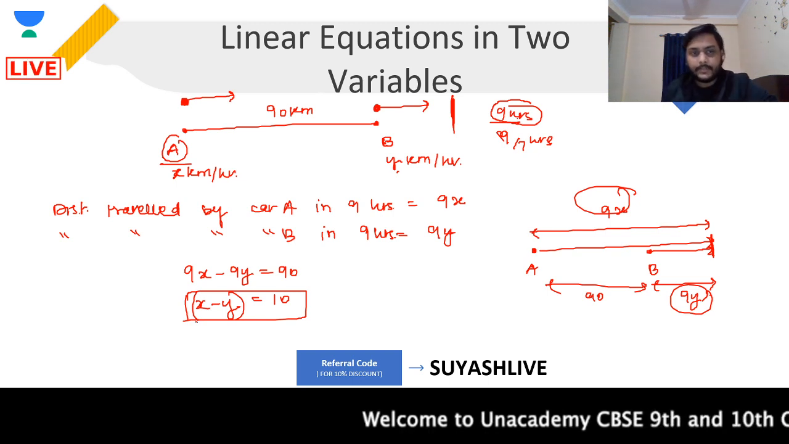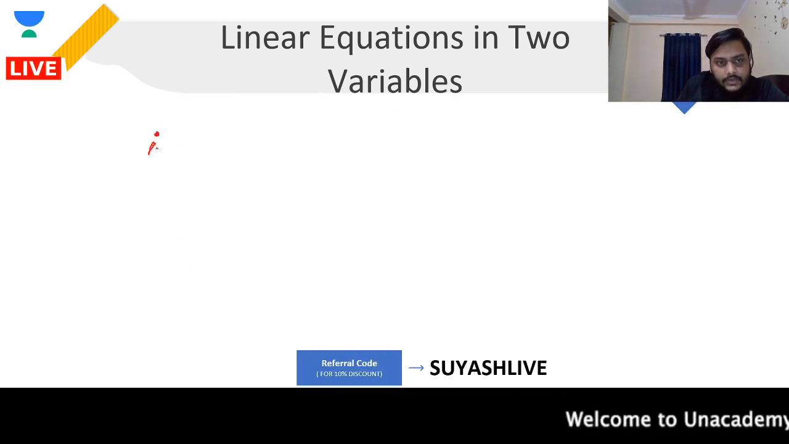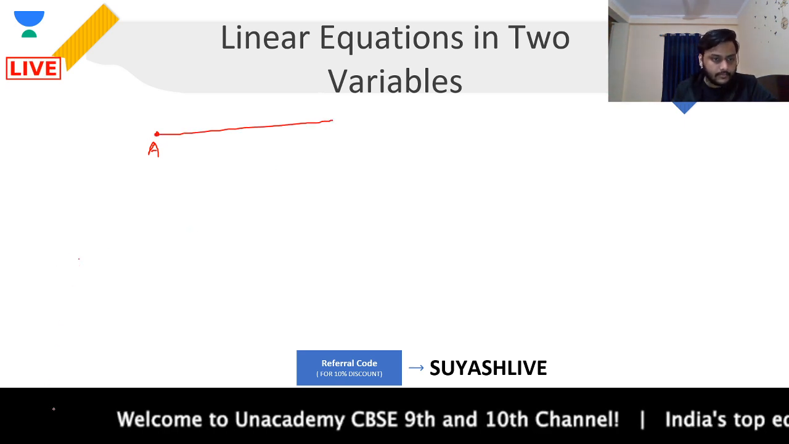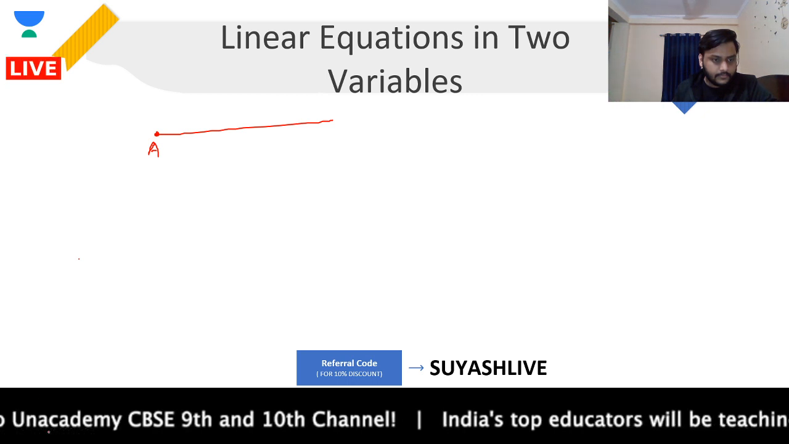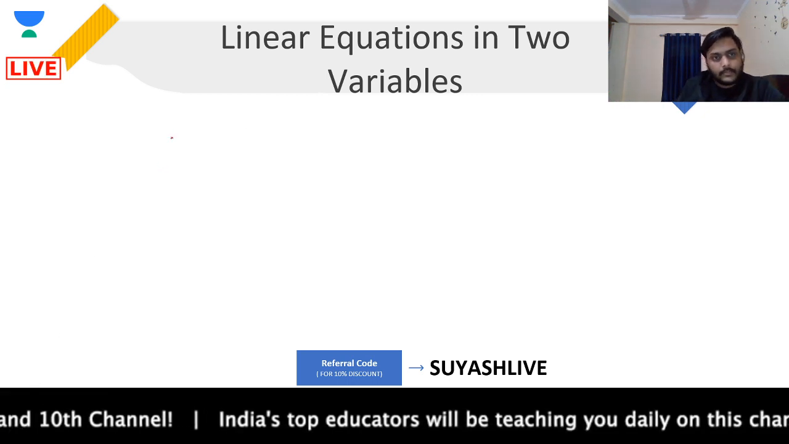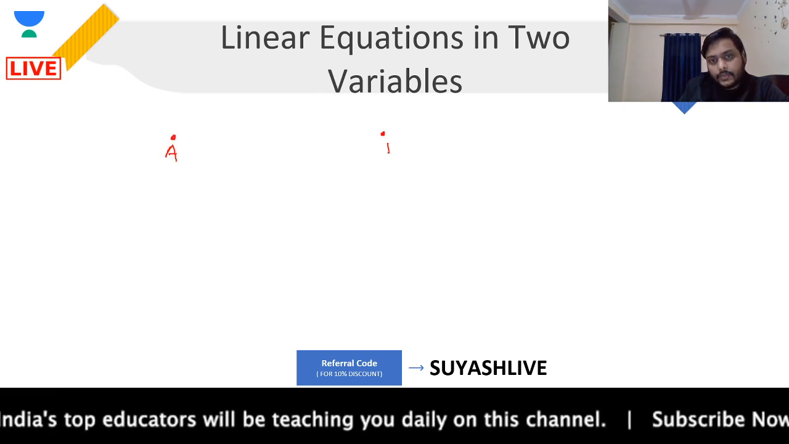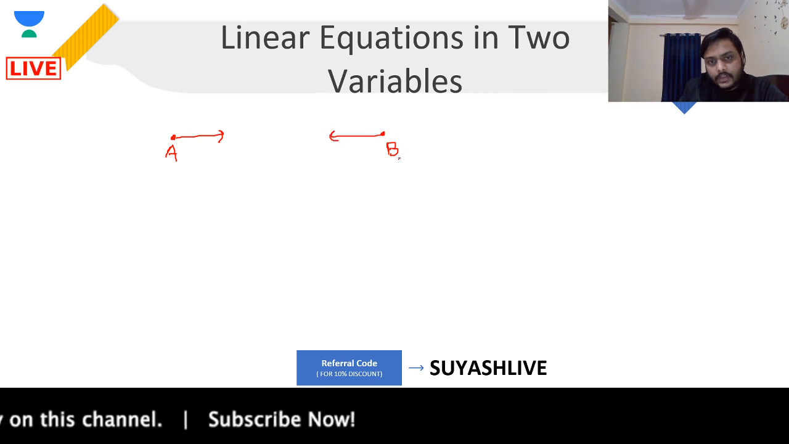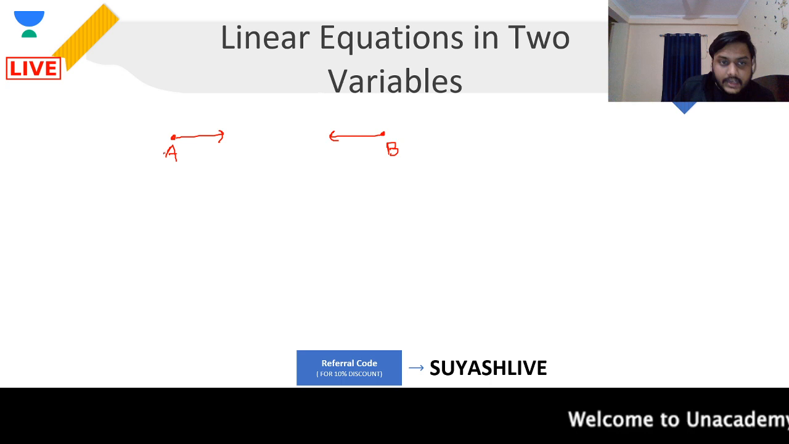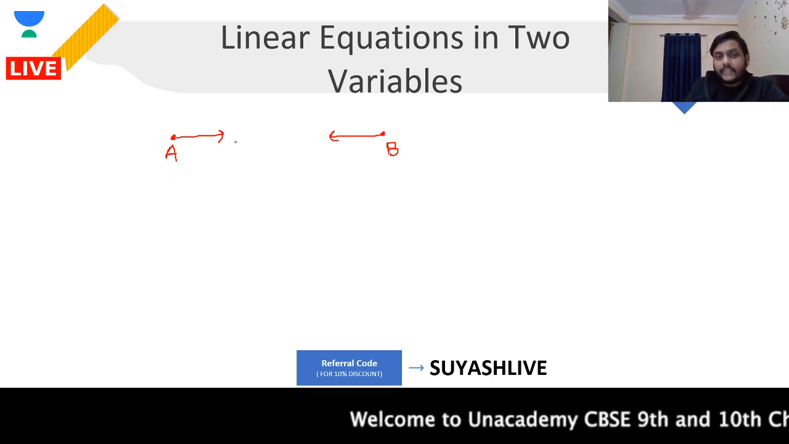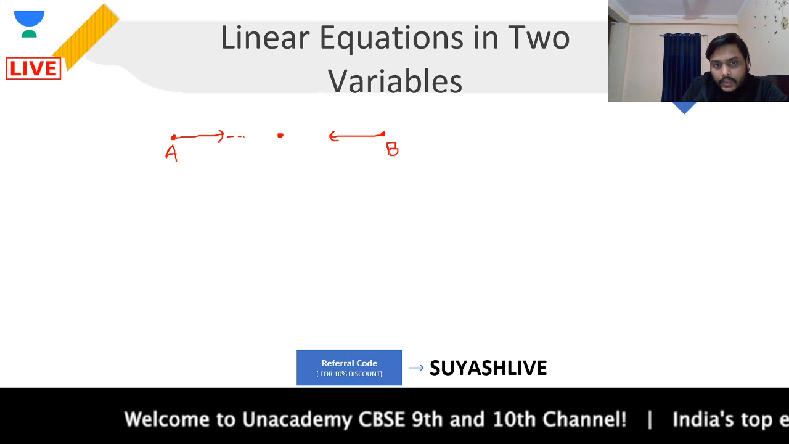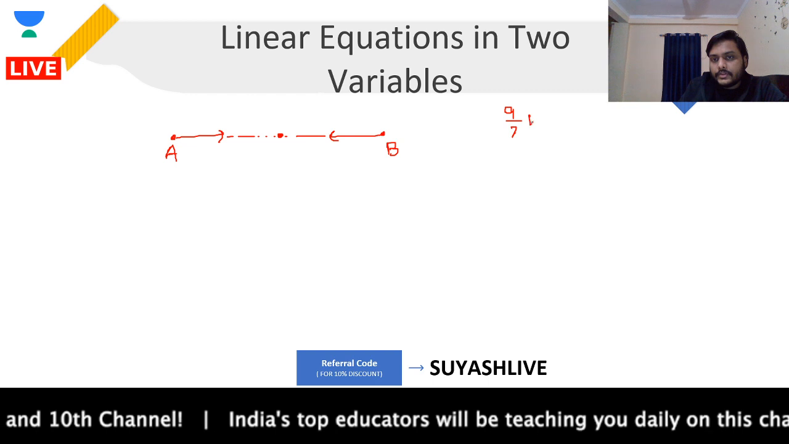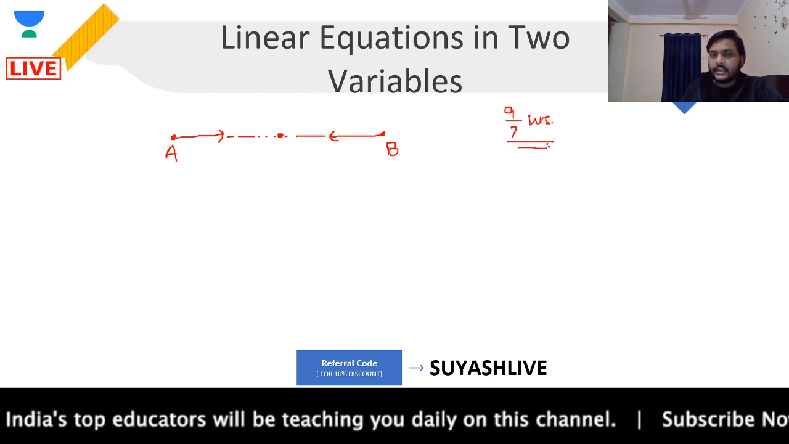In the second case, I'm saying that if this is your A and if this is your B, they are moving in the opposite direction, which means A is moving in this direction and B is moving in this direction. If they are moving in the opposite direction, I repeat, and they are meeting at this point, then it is given to me that it is happening in 9 upon 7 hours. Exactly in 9 upon 7 hours they are meeting.